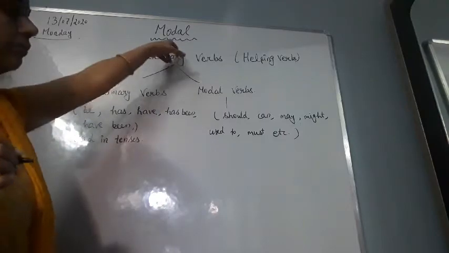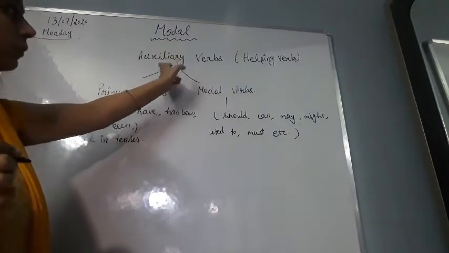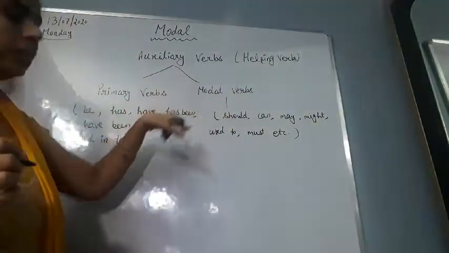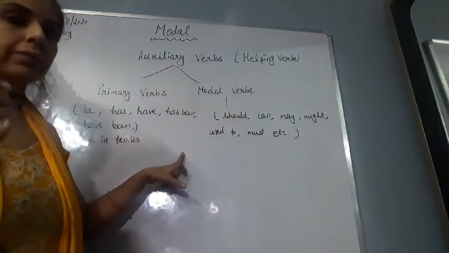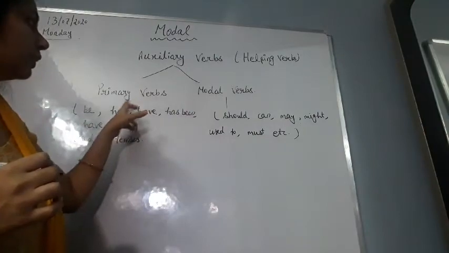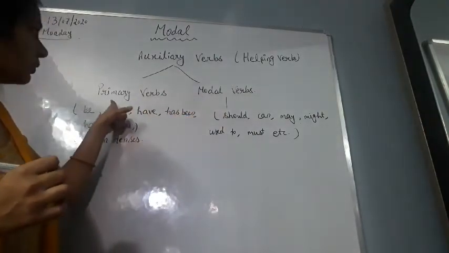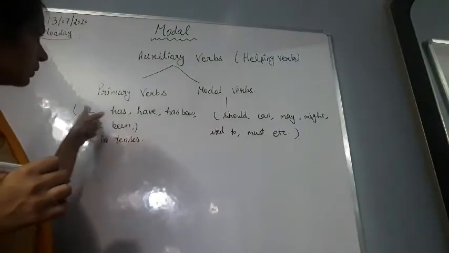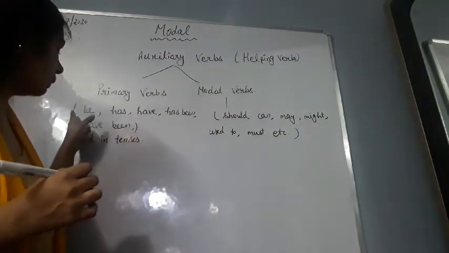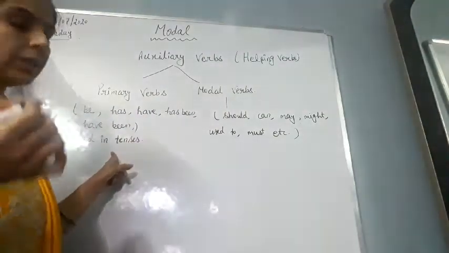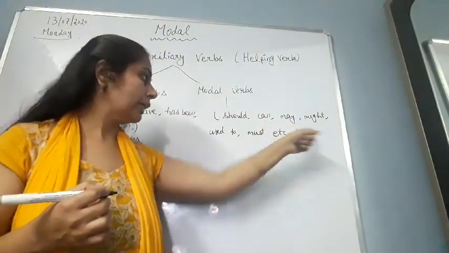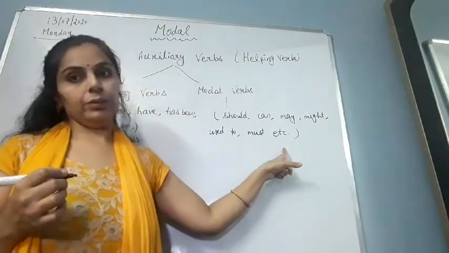Fine. Modal verbs are, I'm repeating, modal verbs are the auxiliary verbs, means helping verbs, which make the sentence meaningful and complete. Auxiliary verbs are also of two kinds. First is primary verbs and then modal verbs. Primary verbs means has, have, has been, have been, be forms, which are used in tenses. And modal verbs are should, can, may, might, used to, must, etc.